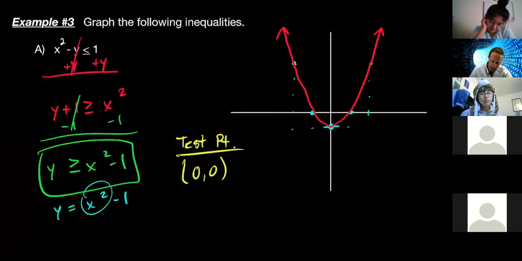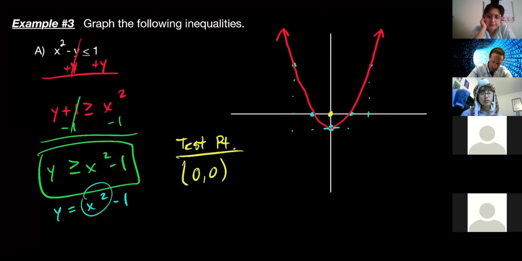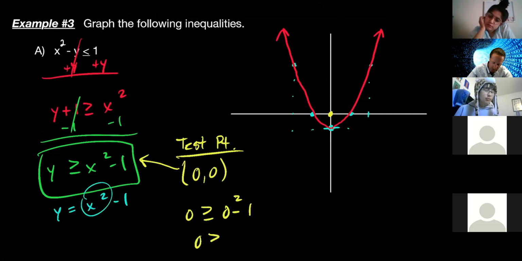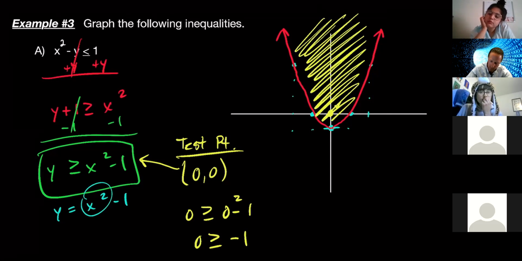Okay? So at that point, 0, 0, we're going to test it into this, and that would give us a 0 is greater than or equal to 0 squared minus 1. So is 0 greater than or equal to a negative 1? And therefore, since this did work, we know everything in here also will.